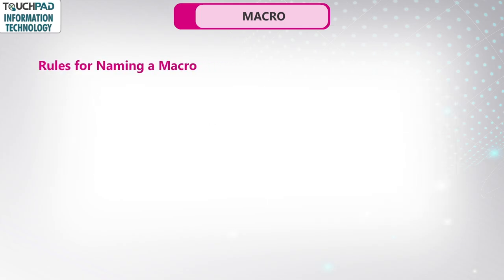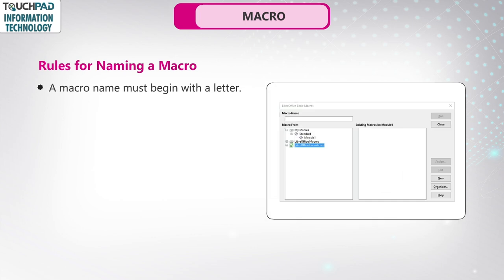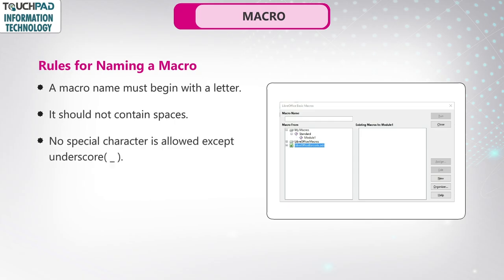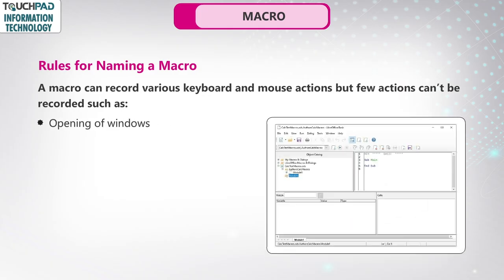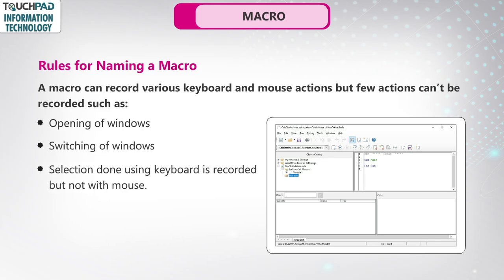Rules for naming a macro. A macro name must begin with a letter. It should not contain spaces. No special character is allowed except underscore. A macro can record various keyboard and mouse actions, but a few actions can't be recorded, such as opening of windows, switching of windows. Selection done using keyboard is recorded, but not with mouse. Actions that are not related to spreadsheet content.